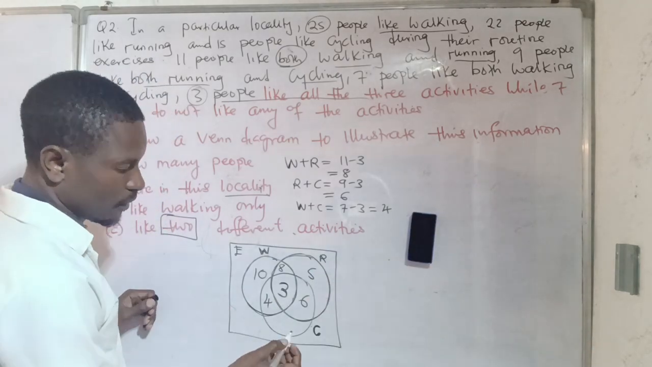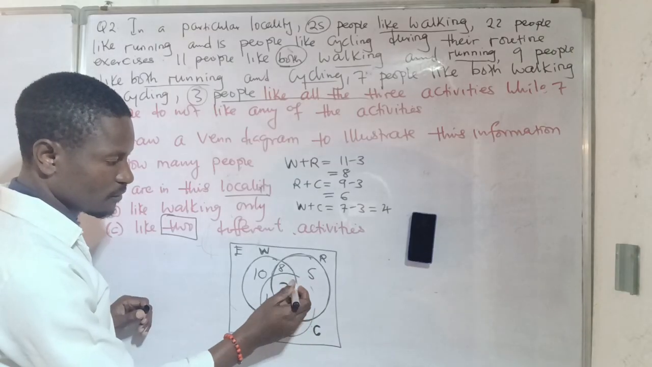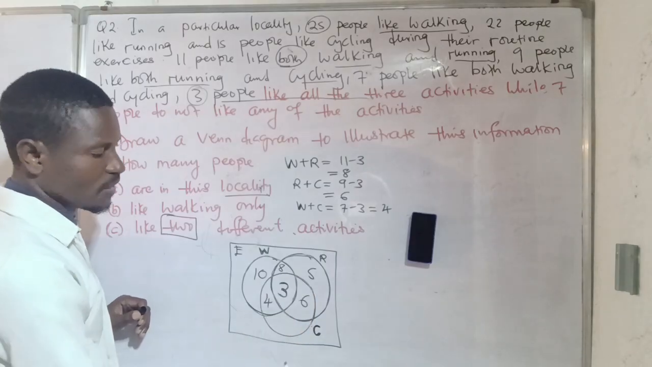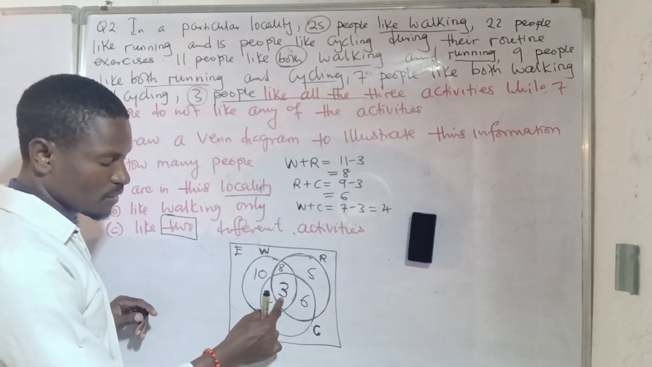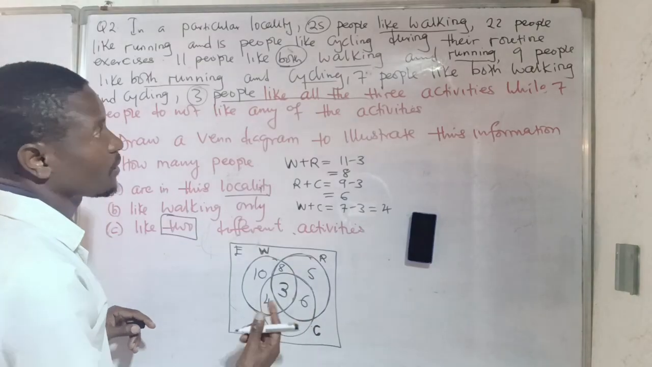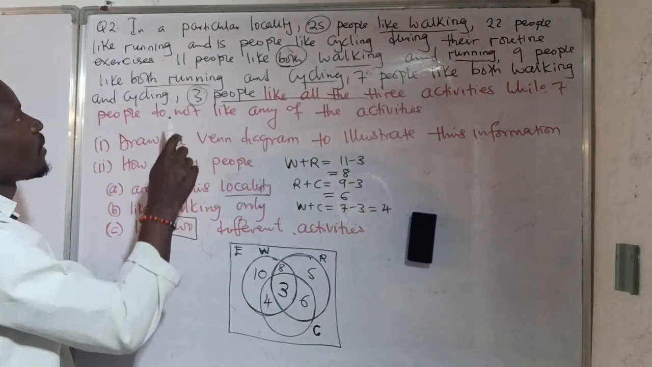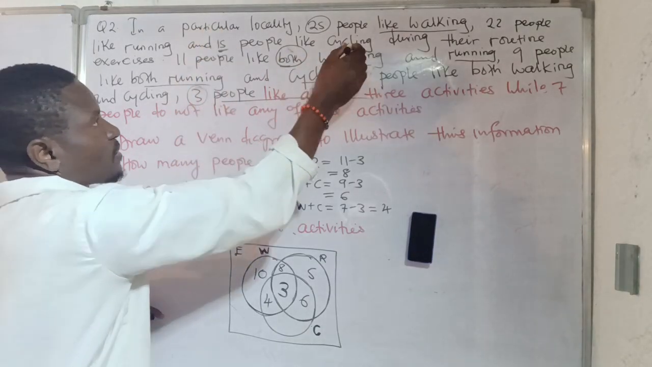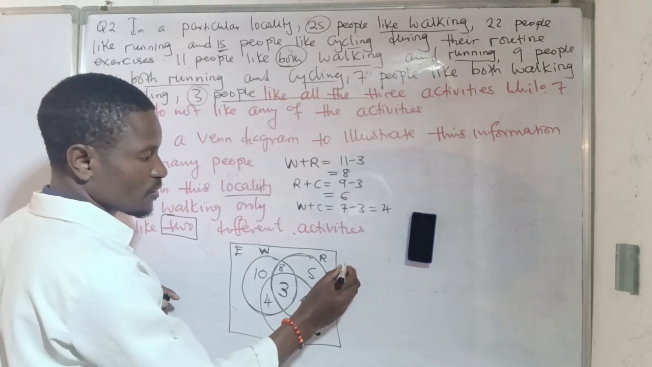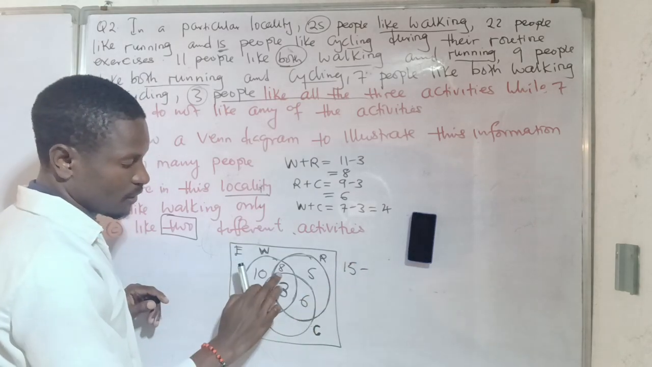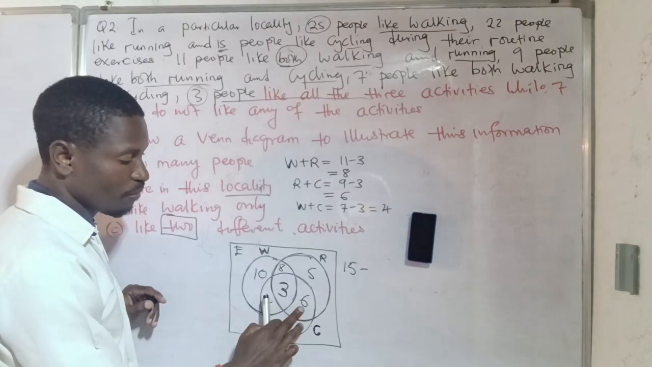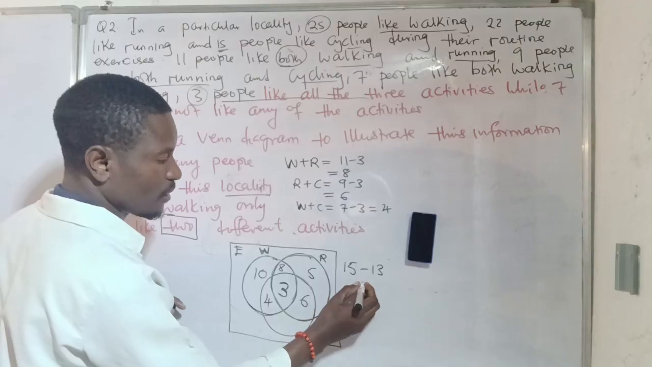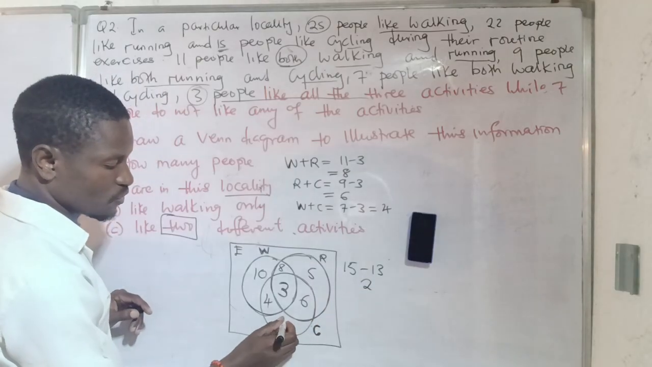Now we remain with the cycling. So we are going to say this plus this plus this. For the cycling, what is the total in the question? They are saying 15 people like cycling. So I'm going to say 15 minus, this is 4 plus 6 is 10, plus 3, that is 13. When you subtract there, you get 2, and the 2 will be there.